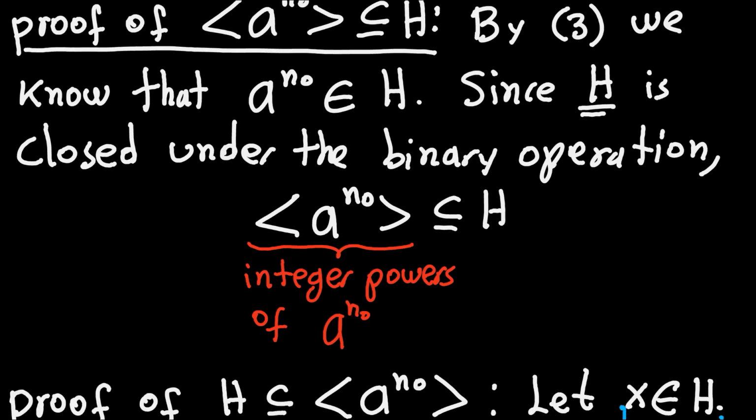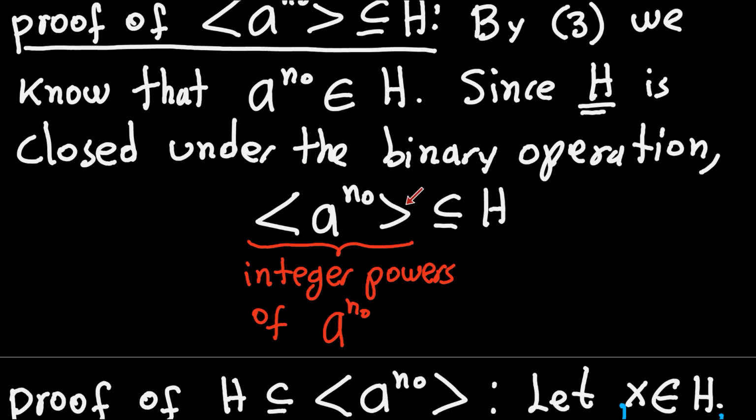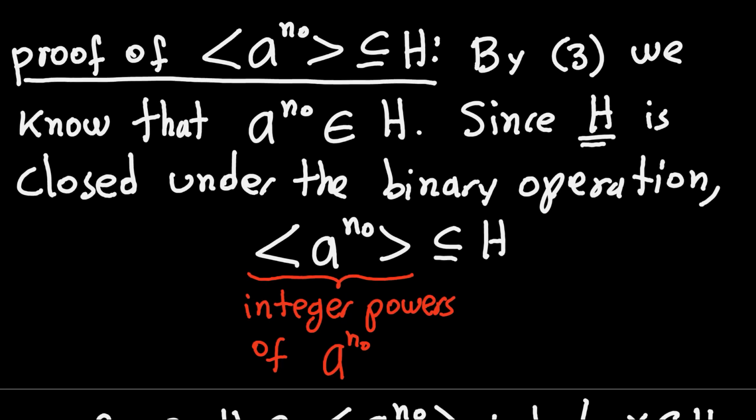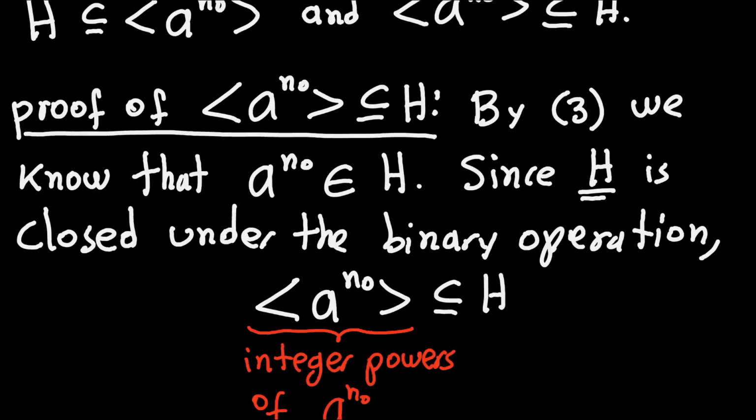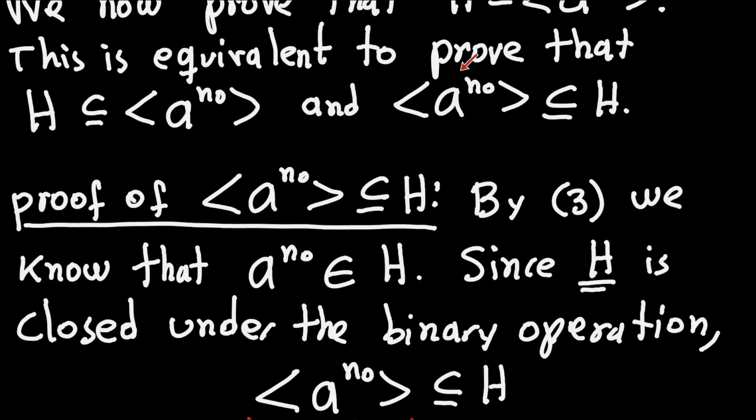So that means this set, which is made out of all the integer powers of a to the n naught, all these elements here will be elements of H. So that means this collection is in H. So that proves this inclusion. So that's the easy part. So this one here is done.